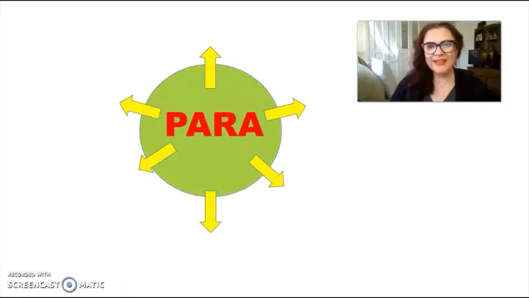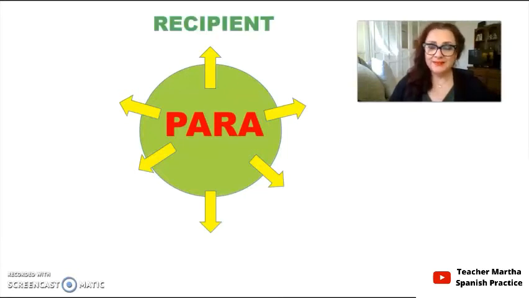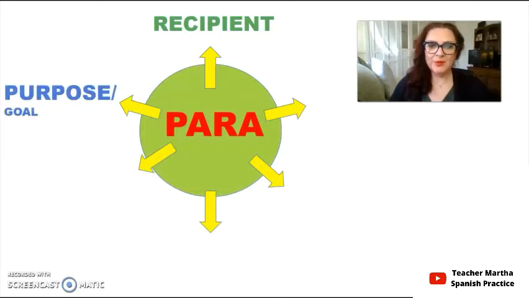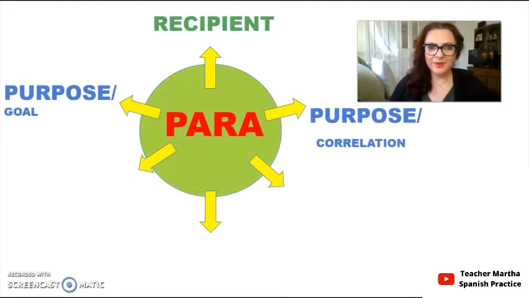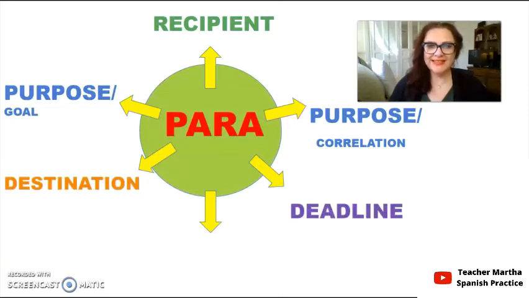This preposition is very common, but a little confusing to use. So come with me. Let's see what this is all about. Okay, so today I'm going to teach you 6 ways how to use para. Get your notebook so you take some notes. It can be used in the way of a recipient, purpose or goal, purpose correlation, destination, deadline, or opinion.